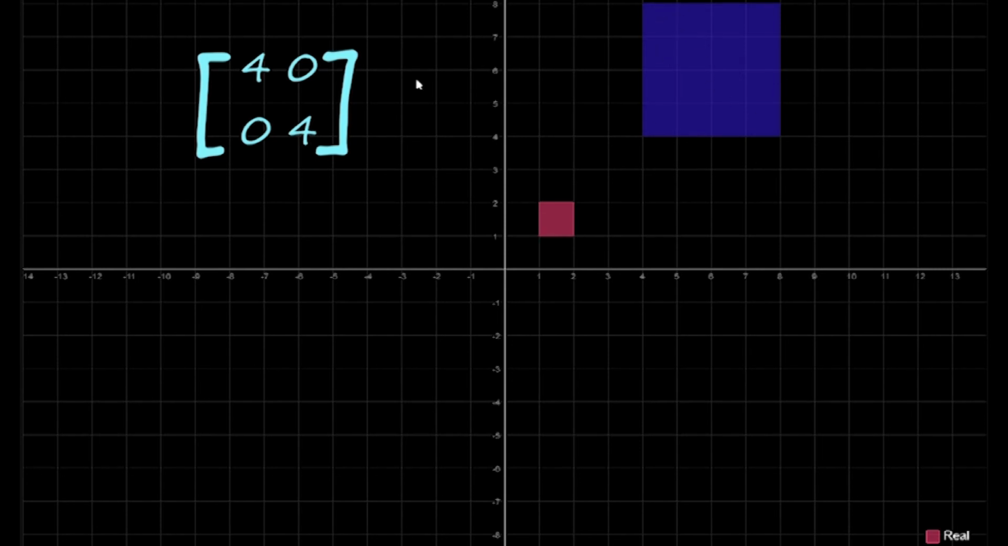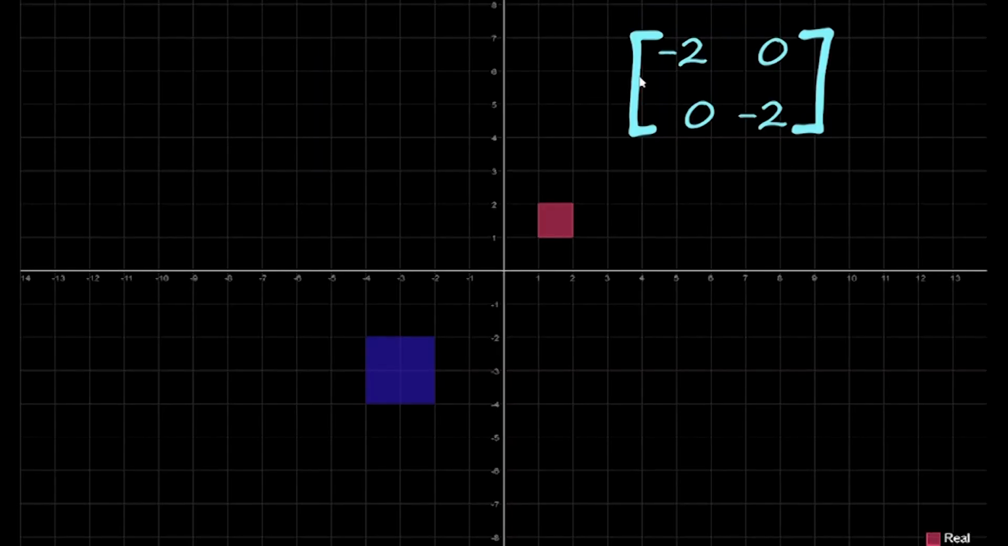You can also have negative values for k. You can have a matrix like [-2, 0, 0, -2], which would also enlarge the shape, but not in this direction, but in this direction. It would enlarge this shape 2 times, but in the negative y, negative x direction. The next type of transformation matrix we'll be looking at are reflection matrices.